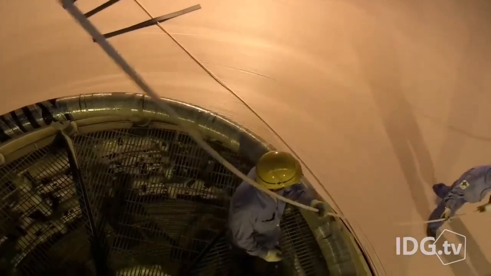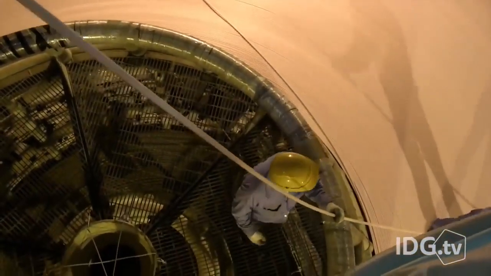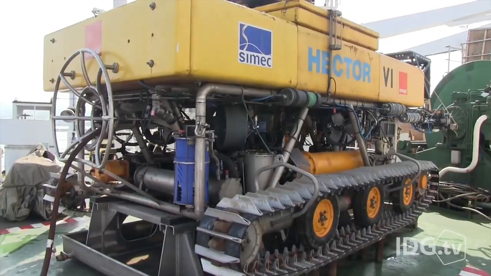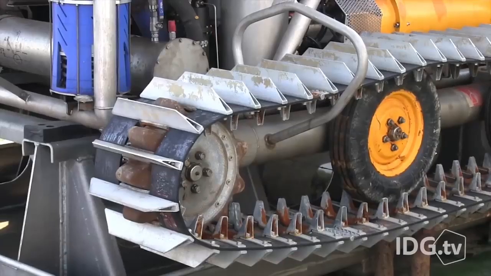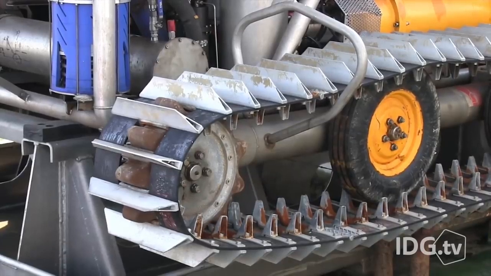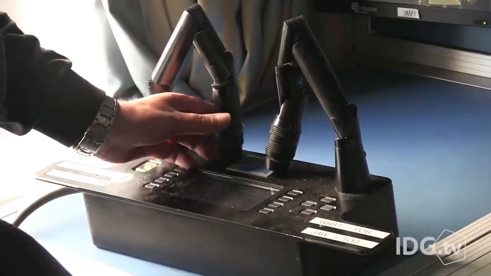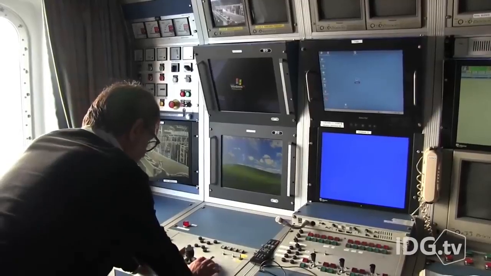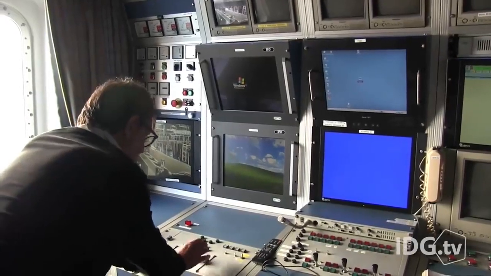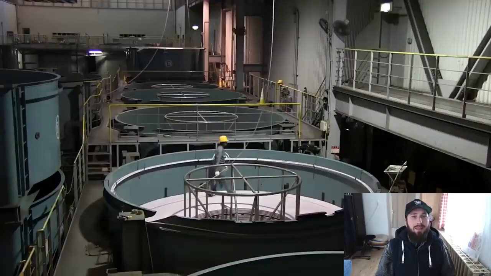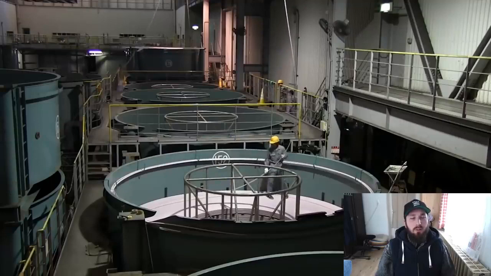The cable has to be looped very carefully to prevent tangles. Next up is the Hector 6, an ROV that can work up to 2,000 meters below the surface of the ocean. It has caterpillar tracks for propulsion, jets to help bury the cable in its trench, as well as robotic arms to manipulate it. It takes a light touch and a lot of patience to install a cable all the way across the Pacific.